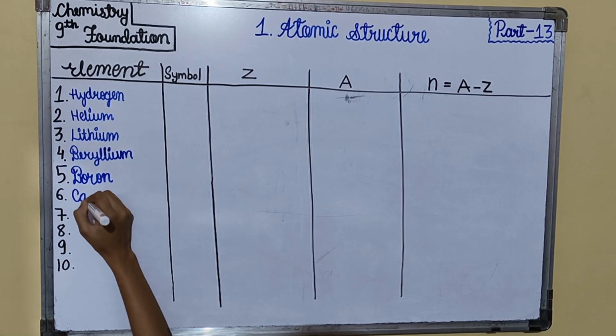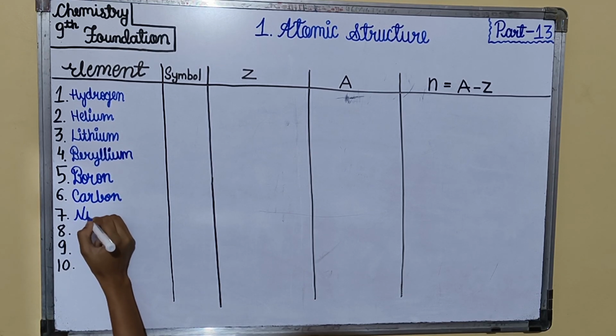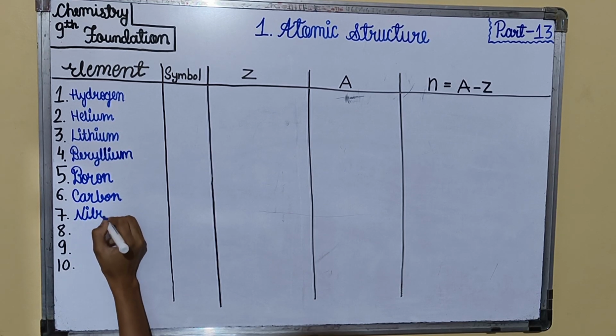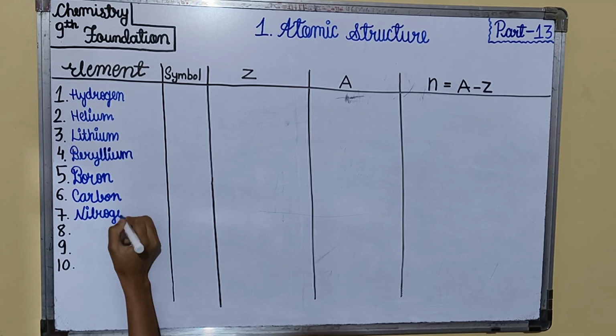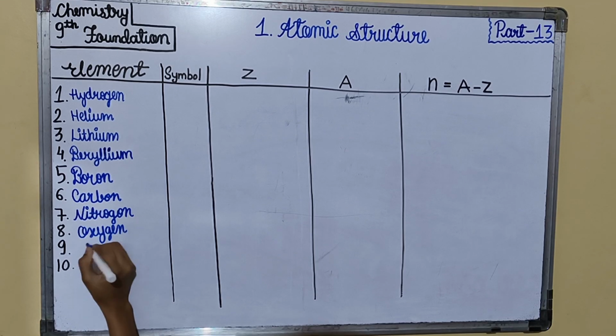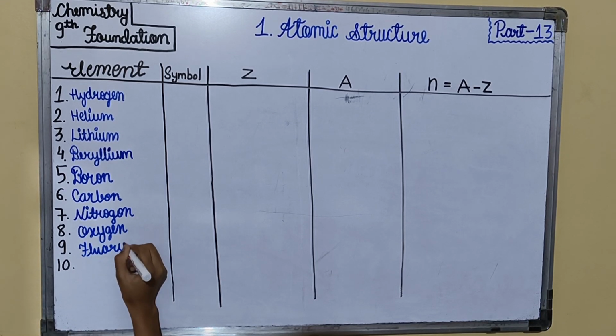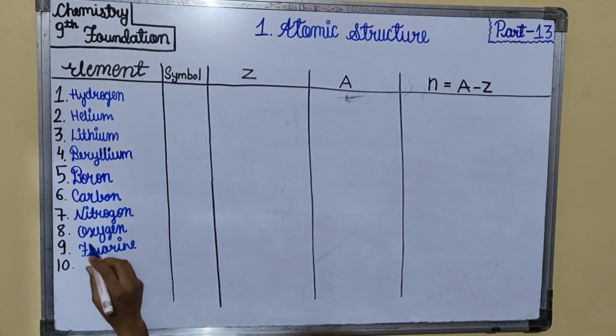Sixth one is carbon. Then nitrogen. Eighth is oxygen. Ninth is fluorine. 10th one is neon.